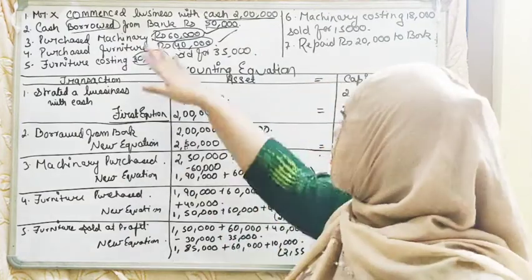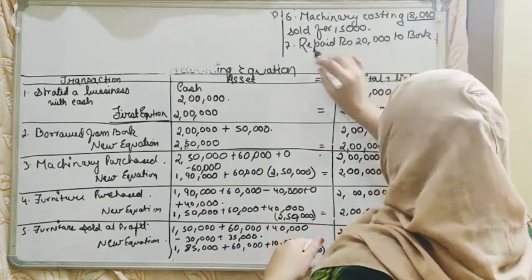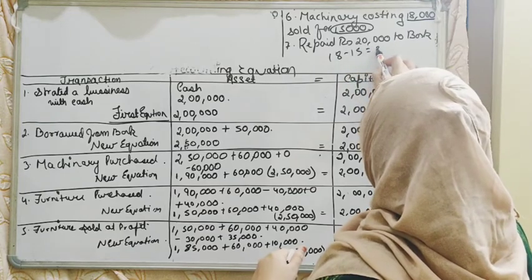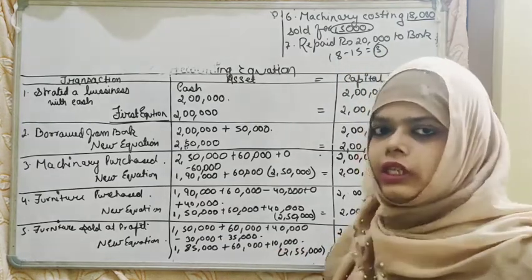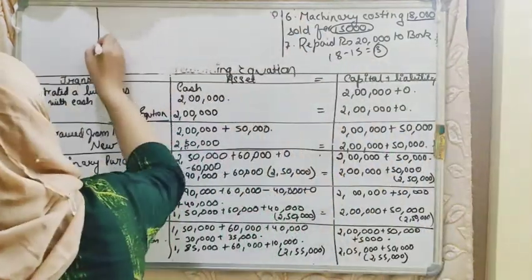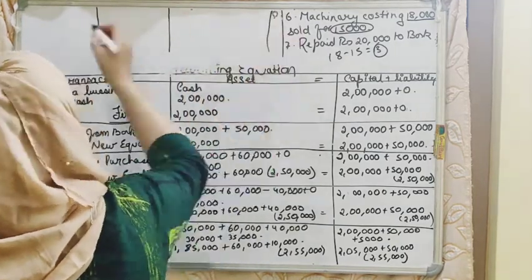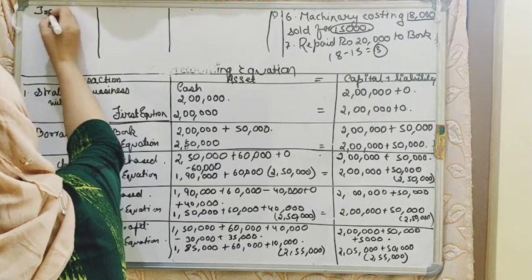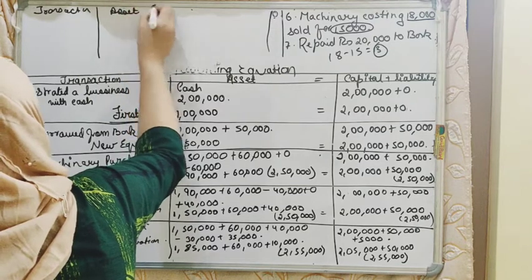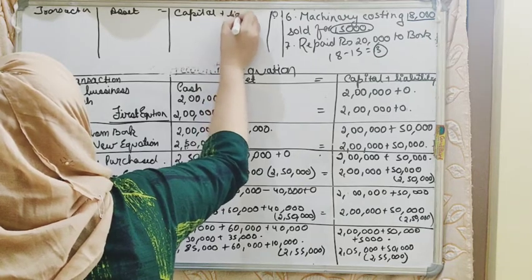We'll solve the sixth and seventh equation now. That is, machinery costing rupees 18,000 was sold at rupees 15,000. So 18 minus 15, we get a total of 3. So 3,000 was your loss. Here the thing is about loss. So how do we solve it? Just we'll write transaction, asset part, and the capital plus liability part. So the transaction part, asset is equal to capital plus liability.